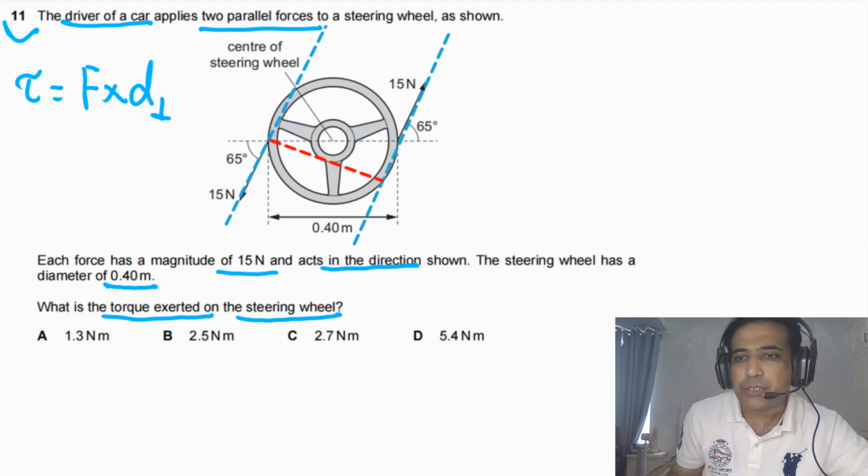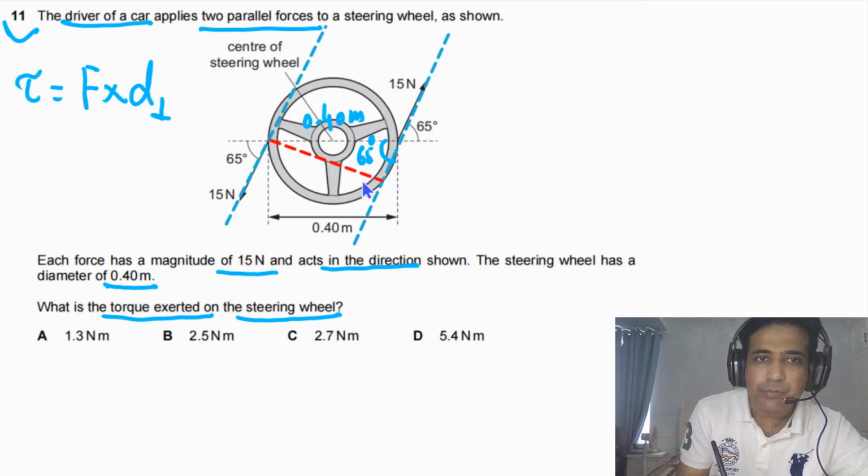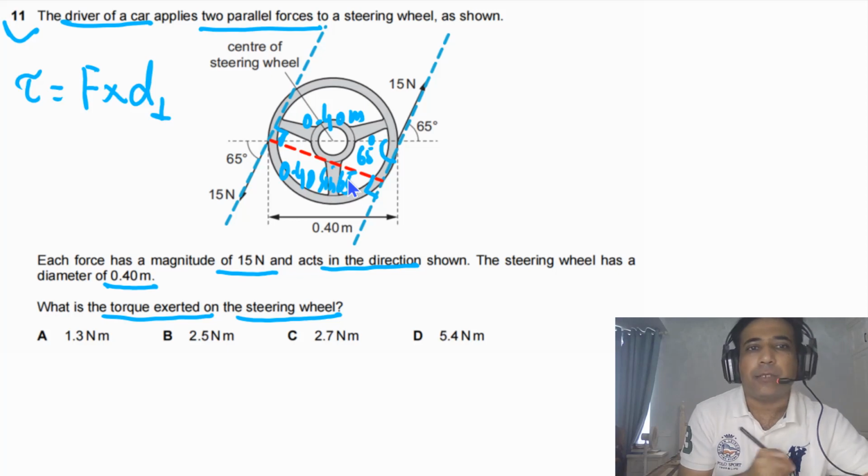Now you can see in this case, if this angle is 65, this also has to be 65, and this side of the triangle is 0.40 meters. We are interested in this perpendicular distance, because you can see this angle is 90 degrees and here the angle also will be 90 degrees. So this side, you can find out, will be equal to 0.40 sine of 65.